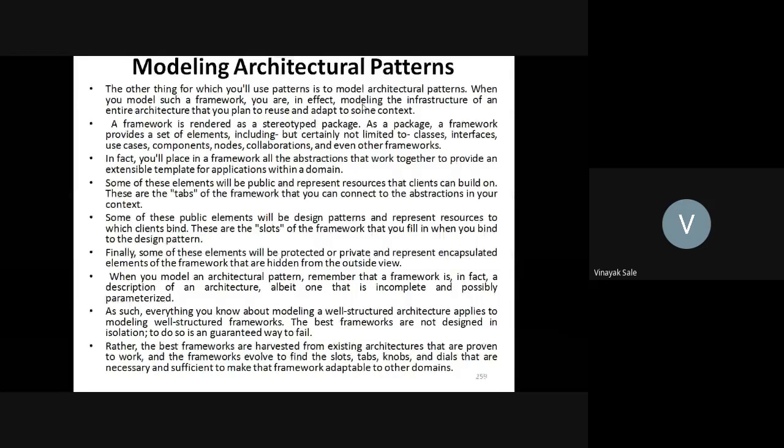In fact, you will place in a framework all the abstractions that work together to provide an extensible template for applications within a domain. Some of these elements will be public and represent resources that clients can build on. These are the types of the framework that you can connect to the abstractions in your context. Some of these public elements will be design patterns and represent resources to which clients bind. These are the slots of the framework that you fill when you bind these design patterns. Finally, some of these elements will be protected or private to represent encapsulated elements of the framework that are hidden from the outside view.